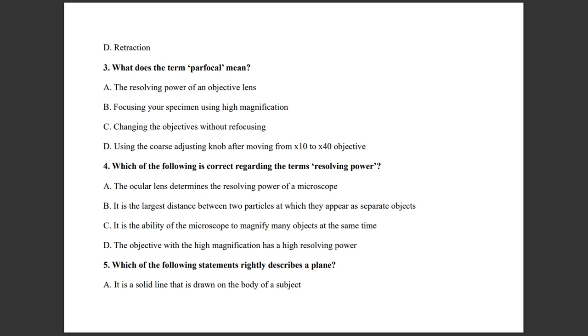B, it is the largest distance between two particles at which they appear as separate objects. That's also not true. It is actually the minimum distance. C, it is the ability of the microscope to magnify many objects at the same time. That is not true. D, the objective with a higher magnification has higher resolving power. So that is true. Objective lenses with high magnification are going to have a high resolving power.